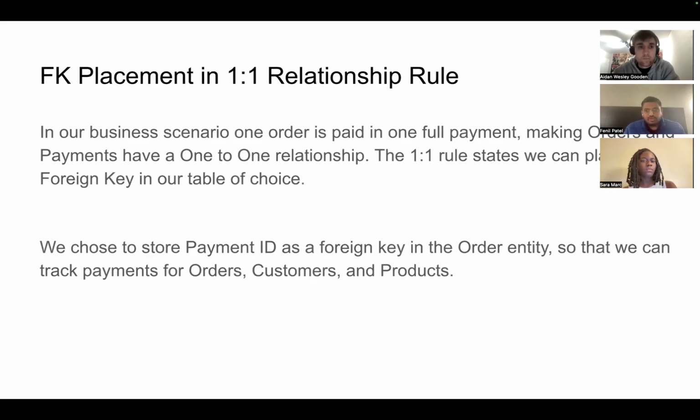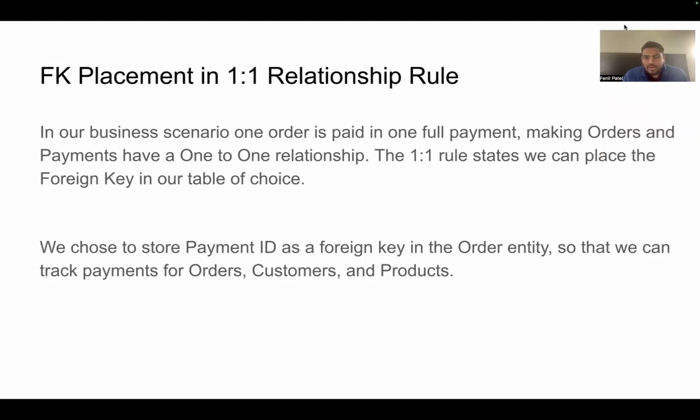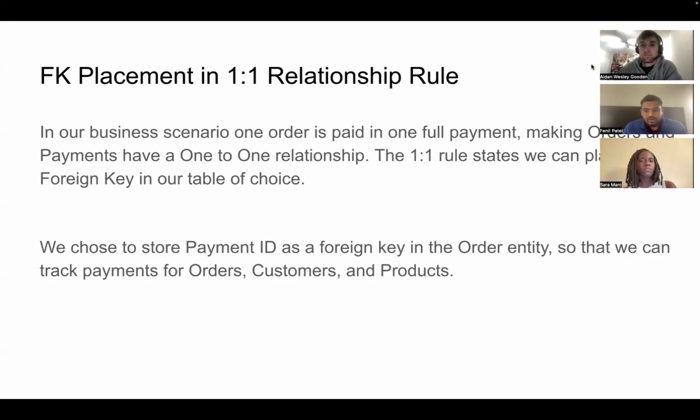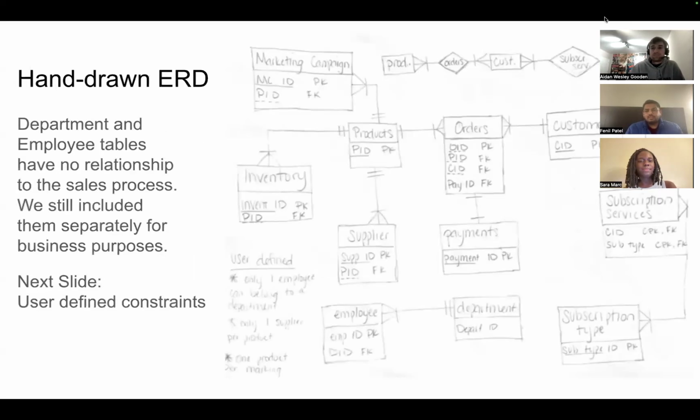Now, the foreign key placement in one-to-one relationship rule. In this database, orders and payments have a one-to-one relationship. Each order is paid in full by a single payment, so we need a way to link these two entities effectively. So we chose to store payment ID as a foreign key in the order entity so that we can track payment for orders, customers, and product. Now the further presentation will be continued by my group mate Sarah.